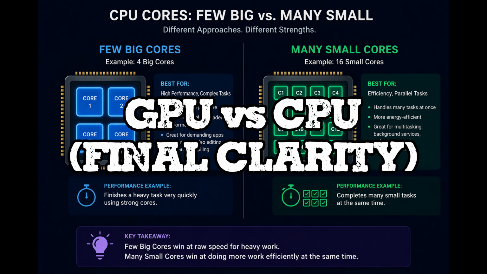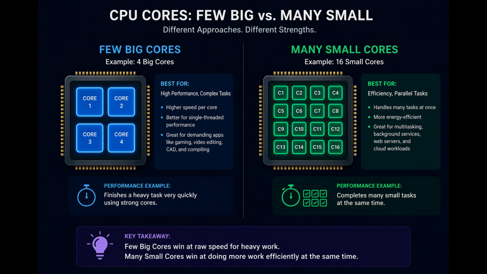GPU versus CPU. Final clarity. CPU has few powerful cores and does logic and decisions, while the GPU has thousands of smaller cores and does parallel math. That's why the CPU runs the system and the GPU builds what you see.